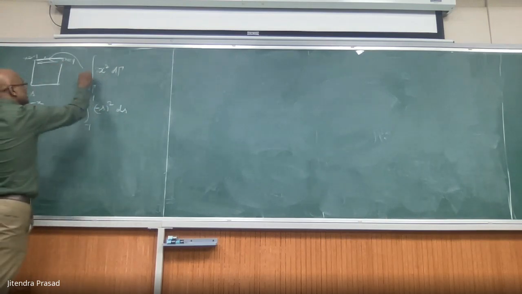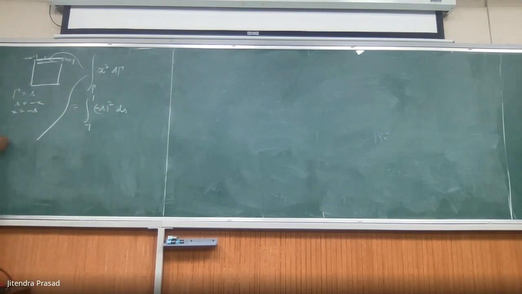Same thing you can write in terms of x also. How will we write it? x square will be x square, and d gamma is nothing but ds. We have dx equal to minus ds, so we write ds equal to minus dx, and then our x is going from 1 to -1. So basically, you get the same thing. Do you get the same thing? You get the same thing.